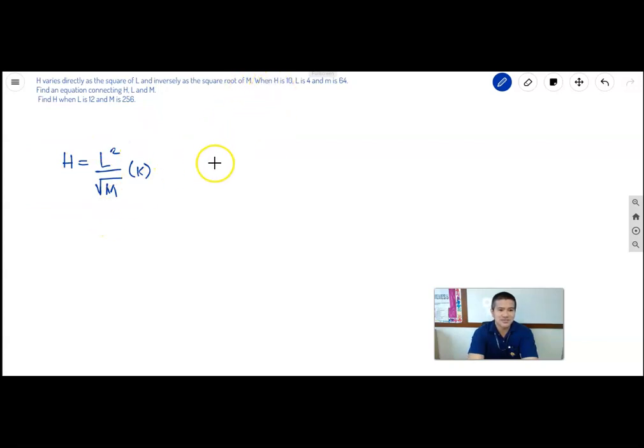Now when h is equal to 10, we are looking for K. So 10 equals, L is 4, so therefore that is 4 squared, all over the square root of 64. Okay, so we have M is 64. That is equal to K. So how much is that one? So we will get 80 divided by 16. So therefore our K is equal to 5.